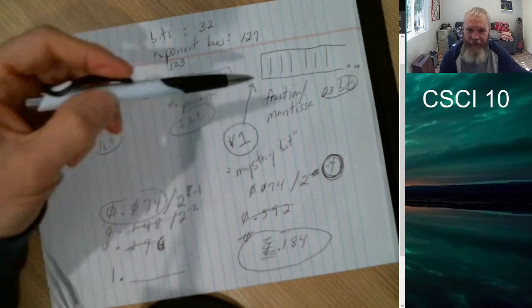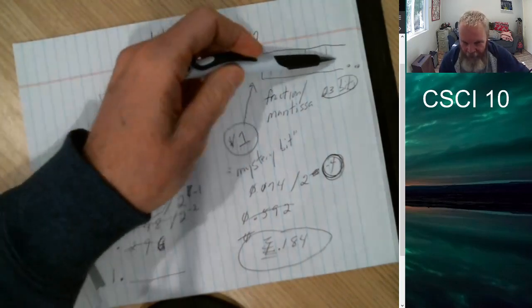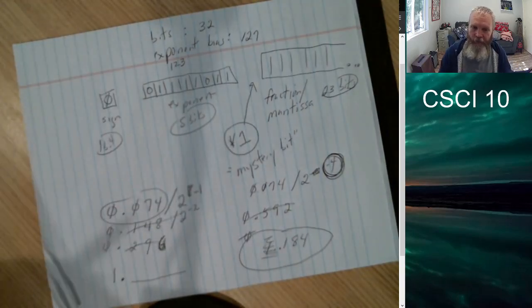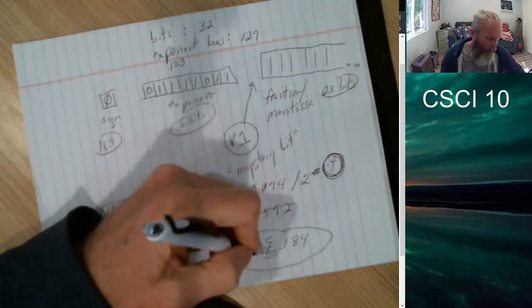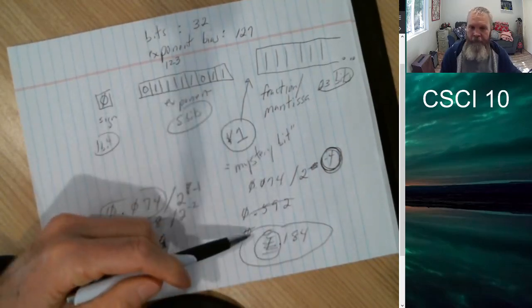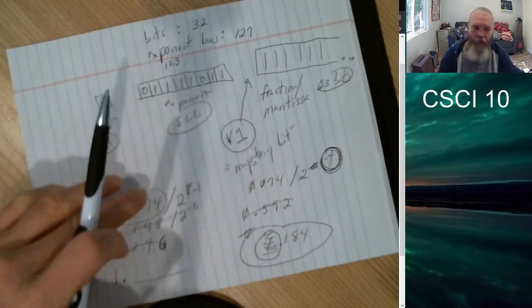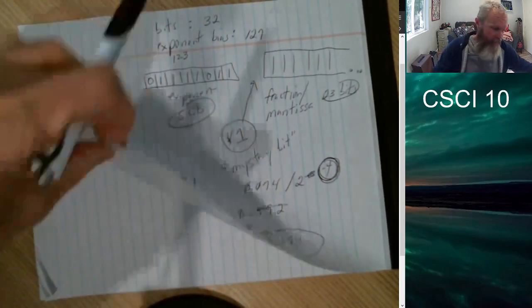So the rest of it you'll understand. Now we have to render the fraction of this 0.184. The 1 part disappears with the mystery bit, so the only thing that has to actually be stored is 0.184. So let's do that so you can see how that works.